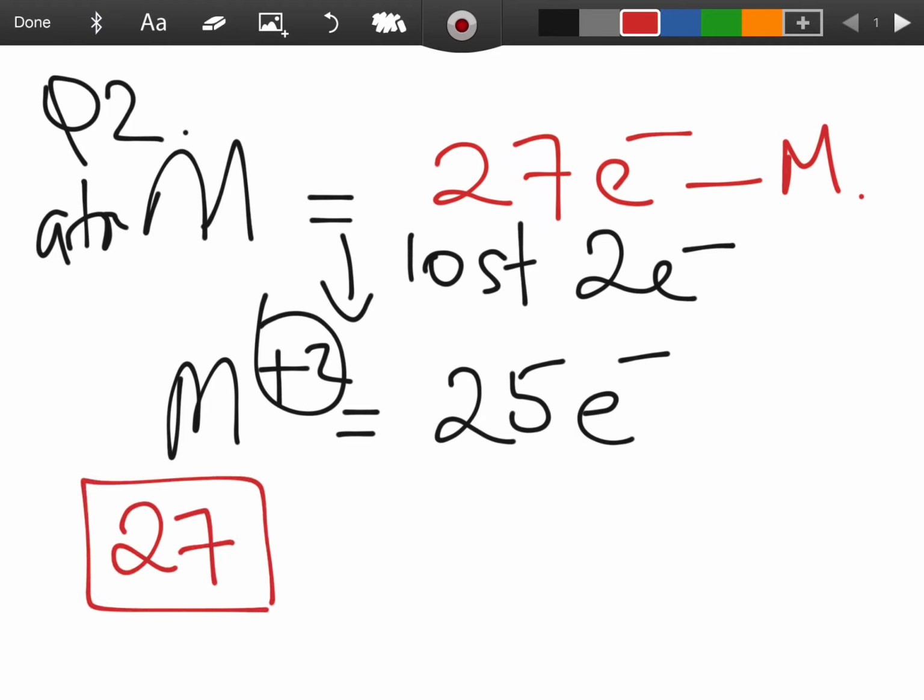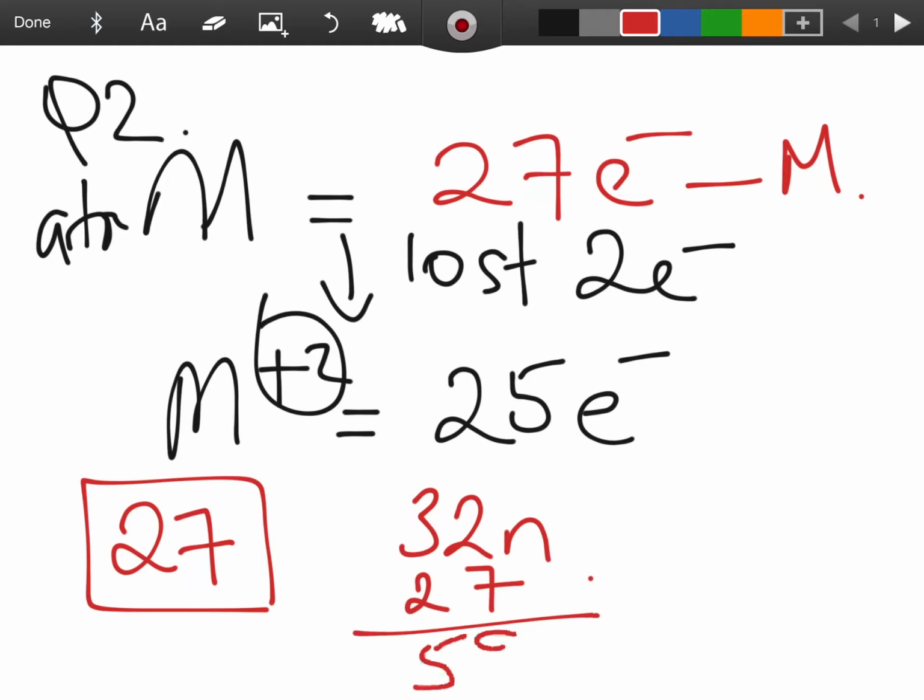27 would be the atomic number, because atomic number is the number of protons, but it's also the number of electrons. And then they asked you to calculate the mass number. Now remember, the mass number is the number of protons and neutrons. Now I told you in the question that it had 32 neutrons, so you just have to add 27 and 32, and you're going to get 59 when you do that. Okay, so 27, 59, that would be the answer there.